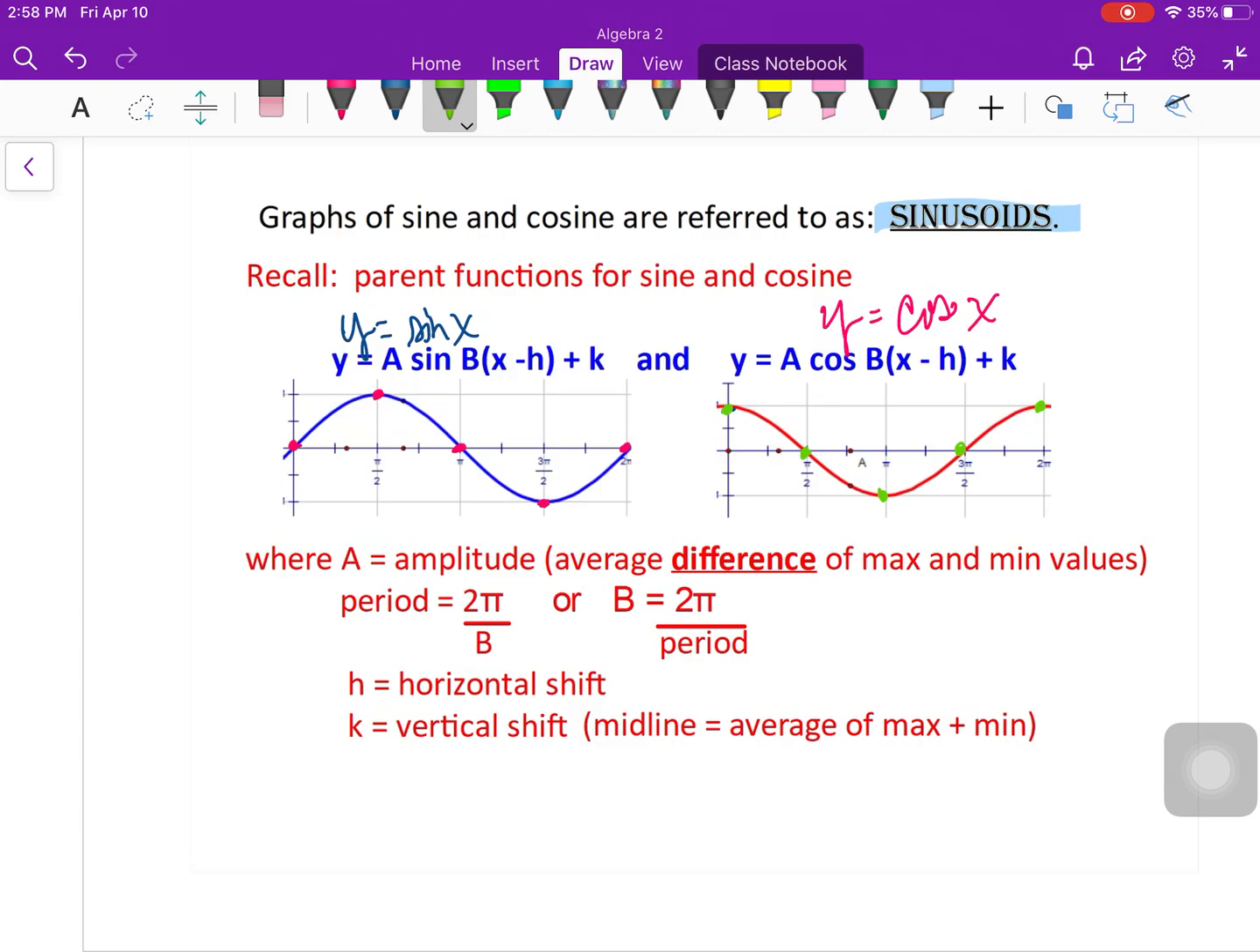a was the amplitude. So to find the amplitude, you look at how far it rises above or below. If I take the difference of my max minus my min and divide it by 2, I will get my amplitude. For example, this max was positive 1, this min was negative 1. So if I take 1 minus negative 1 and divide it in half, I get 2 divided by 2, and it gives me 1 for my amplitude.